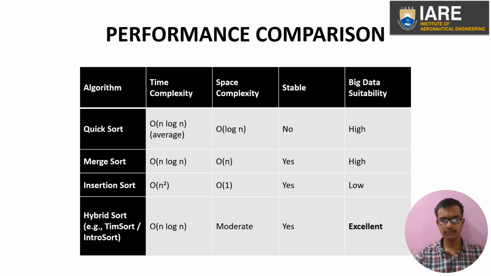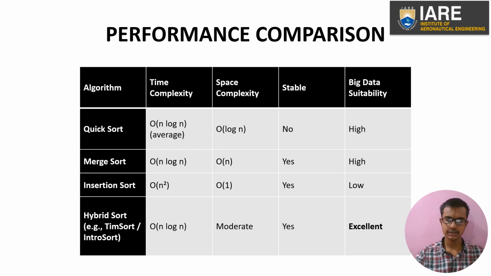Now let's compare the performances of these sorting algorithms. For quicksort, time complexity is order of n log n, average case. Space complexity is order of log n. It is unstable. The suitability for big data is very high. For merge sort, time complexity is order of n log n. Space complexity is order of n. It is stable and it is highly suitable for big data.